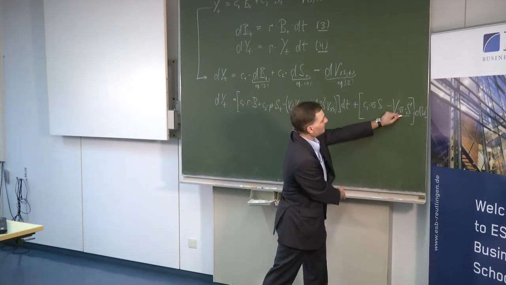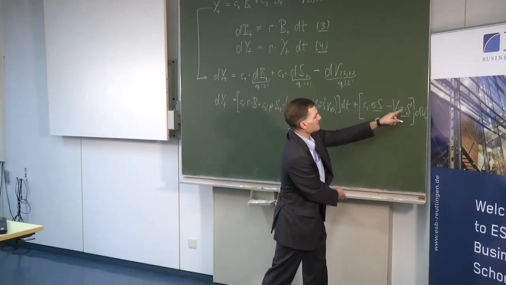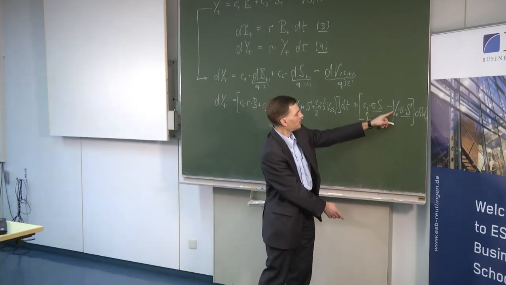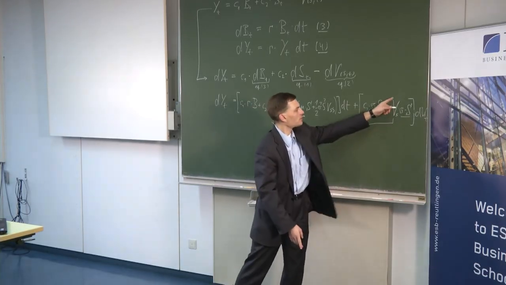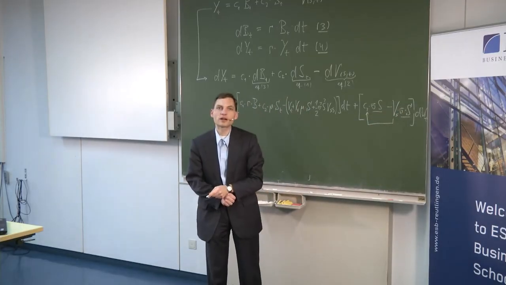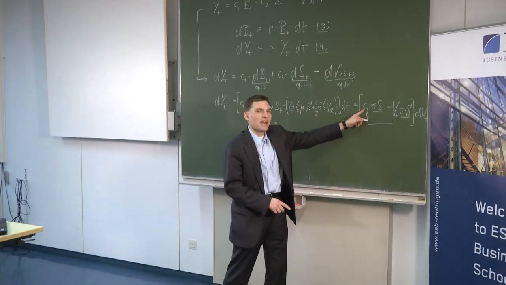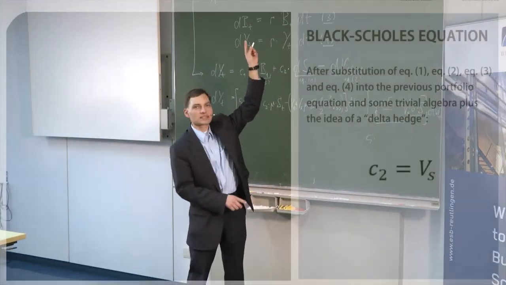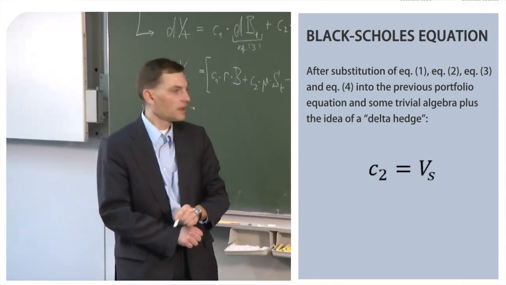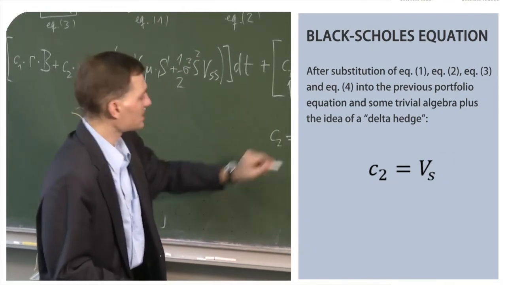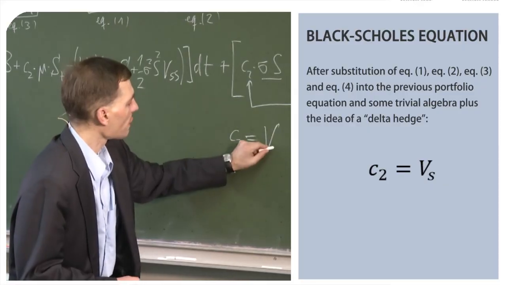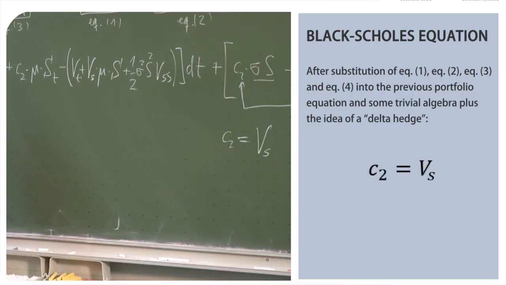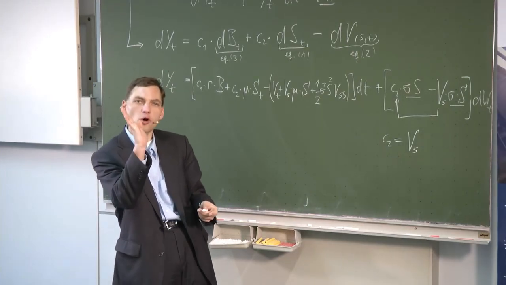We see immediately that these two components, sigma times S, they are here and they are here. So there's only one difference. The C2 here and the first derivative, the partial derivative of my option price function with respect to S. Keep in mind, what is C2? C2 is the number of stocks in my portfolio. So if I choose the number of stocks, C2, according to this number, which is the derivative of the option price function with respect to S, which is in the end the slope of this function.